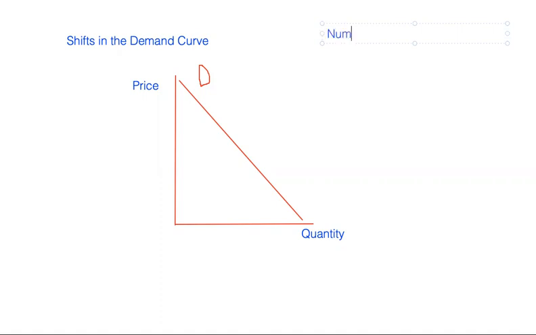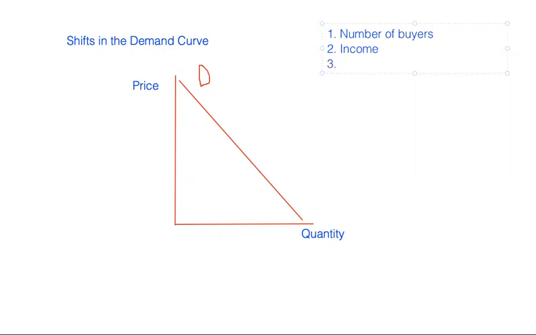So the first one is the number of buyers in a market. And what do I mean by the number of buyers in a market? Effectively, the number of consumers in a market can cause the demand curve to shift. So that's the first thing that can cause a shift in the demand curve. The second thing that can cause a shift in the demand curve is income, and this is effectively income of the consumers in the market. So if their income increases or if their income decreases, that would shift the demand curve.